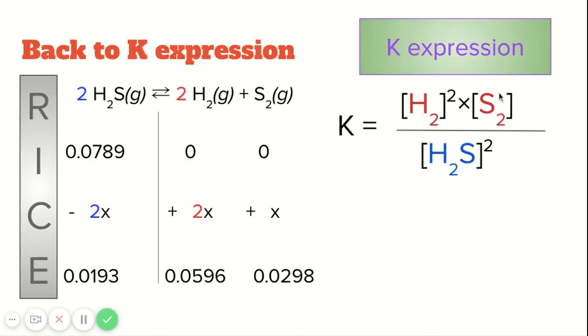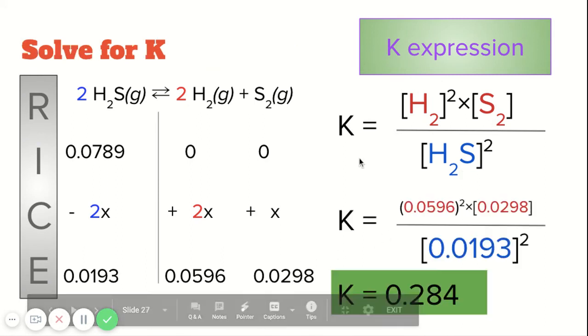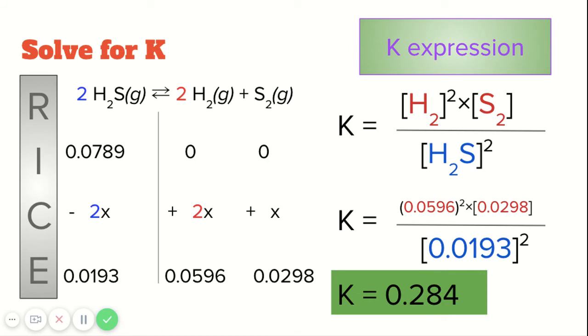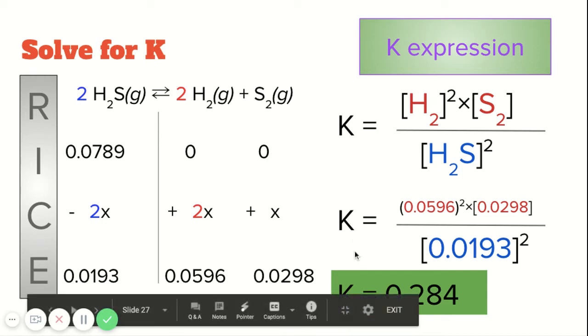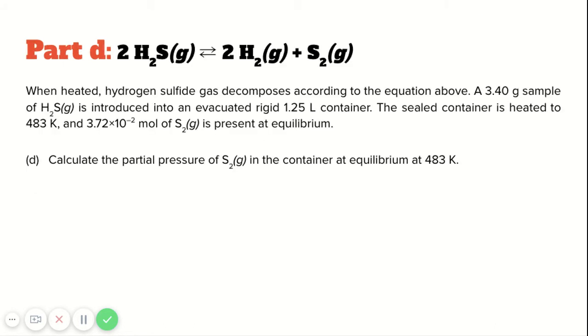Okay, so this is the expression, and I'm going to plug in those values in the correct places. So if my calculator has not led me astray, the K for this expression is 0.284. Again, let me know if I'm making mistakes. Part C, check. Okay, part D.